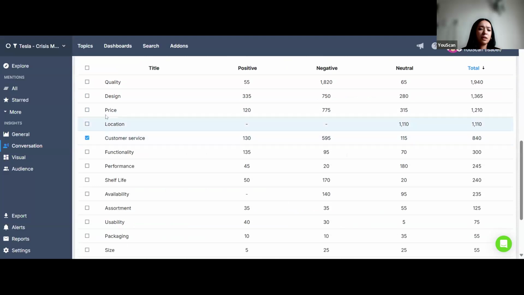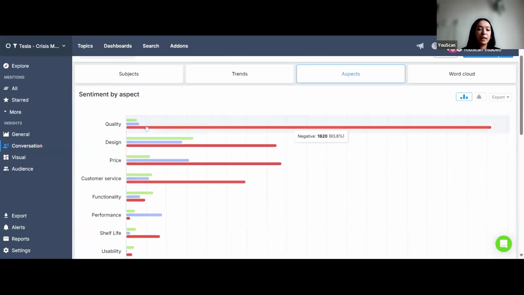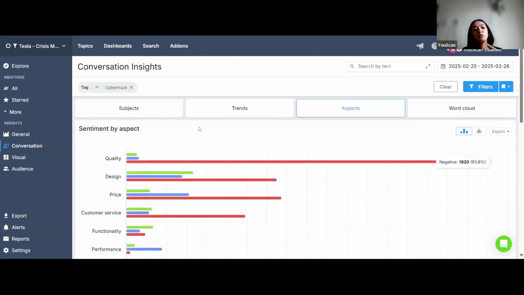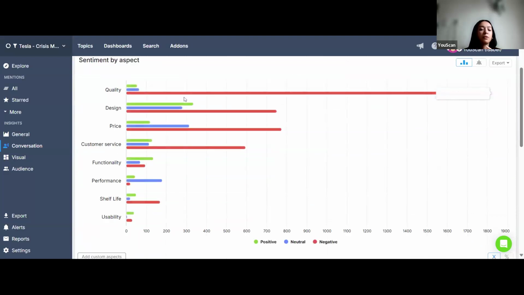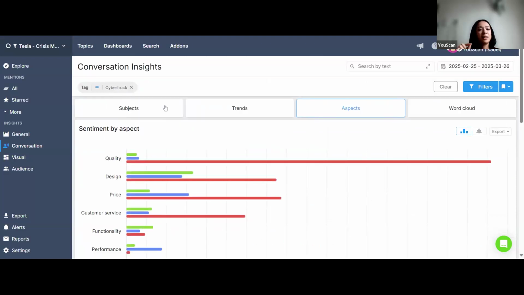For example, customer service, price, design, quality, performance, functionality, shelf life, usability. And we can have this distribution. So from all negative mentions of Cybertruck, most of them are coming from the quality of these products. You see that? I am going deeper into this data until I understand where this is coming from. So I understand that the biggest complaints about Cybertruck are coming from the quality of this car model. Okay? But I wanted to understand even deeper.